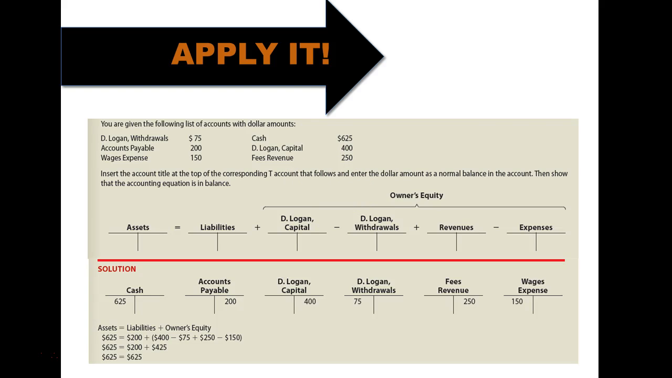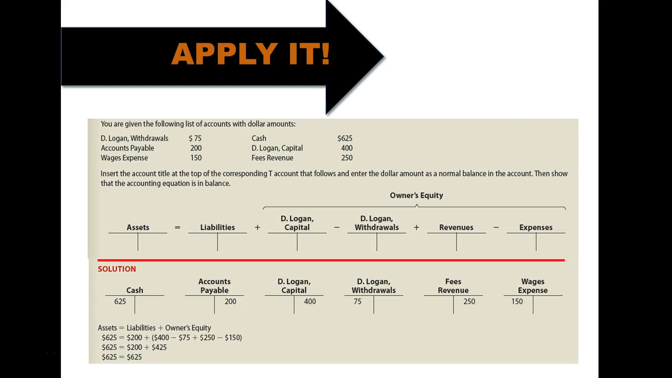If we look at accounts payable, it's a liability. What is the normal balance on a liability? Remember, debit means left and credit means right. What is the normal balance on a liability? A credit. So we're going to put that $200 on the right-hand side of the accounts payable T account.